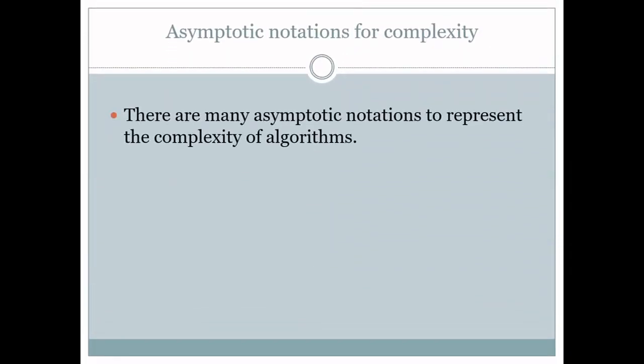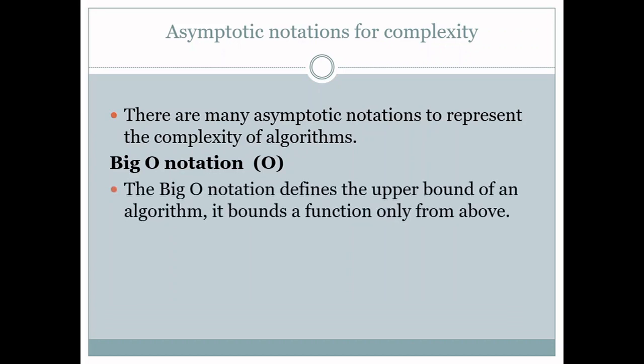Now we will see some of the notations used for representing the complexity of an algorithm, and they are known as asymptotic notations. There are many asymptotic notations to represent the complexity of algorithms. And the most commonly or widely used representation is big O notation, which is represented as capital letter O. The big O notation defines the upper bound of an algorithm, that is, it bounds a function only from above.